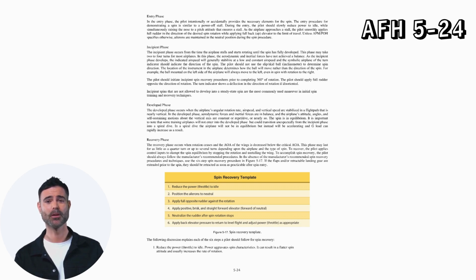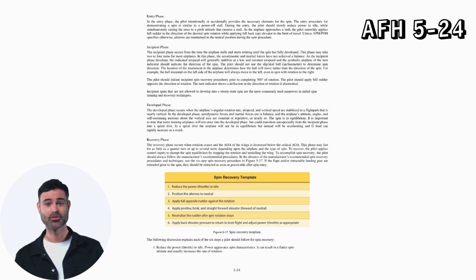To accomplish spin recovery, the pilot should always follow the manufacturer's recommended procedures. In the absence of the manufacturer's recommended spin recovery procedures and techniques, use the 6-step spin recovery procedure in Figure 5.17. If the flaps and/or retractable landing gear are extended prior to the spin, they should be retracted as soon as practicable after spin entry. The following discussion explains each of the 6 steps a pilot should follow for spin recovery.